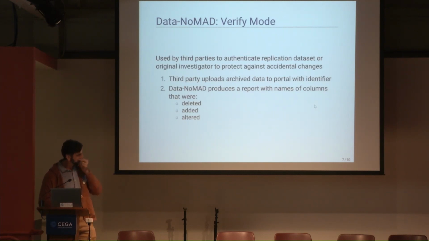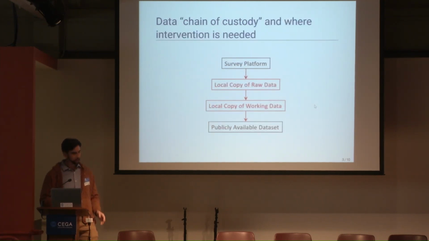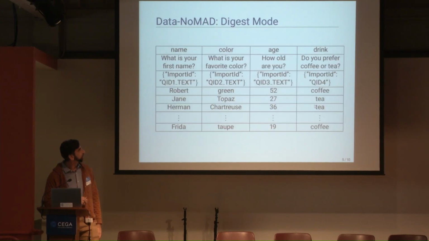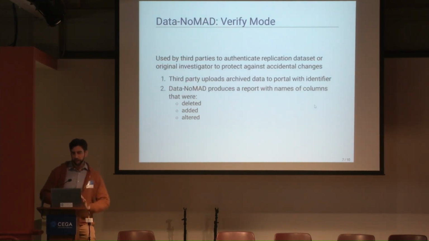In verify mode, this fingerprint is there in our server. When data are, if you recall this chain of custody, ultimately posted to an archive, another person could then take the data from that archive and authenticate it, right? So what they can basically do is obtain the data from the replication archive and run it through Data-NoMAD. What it would do is generate a fingerprint using the same hashing that was used to create the original fingerprint, and then just do a comparison to what's posted there on our server, right?